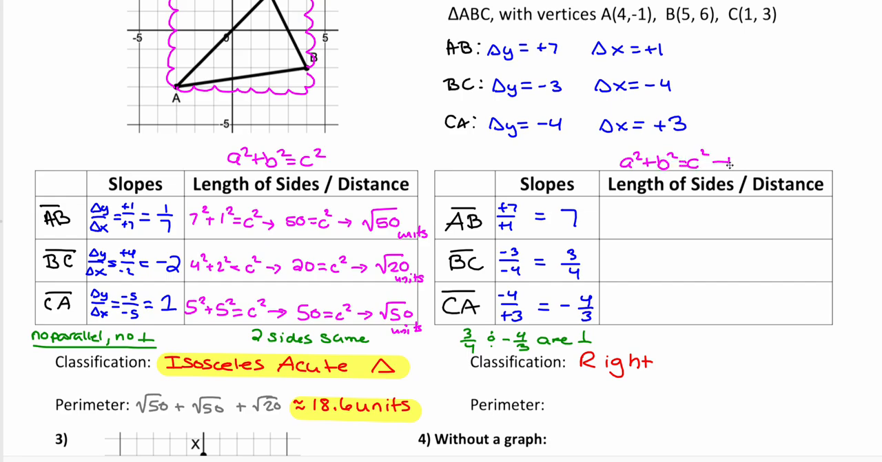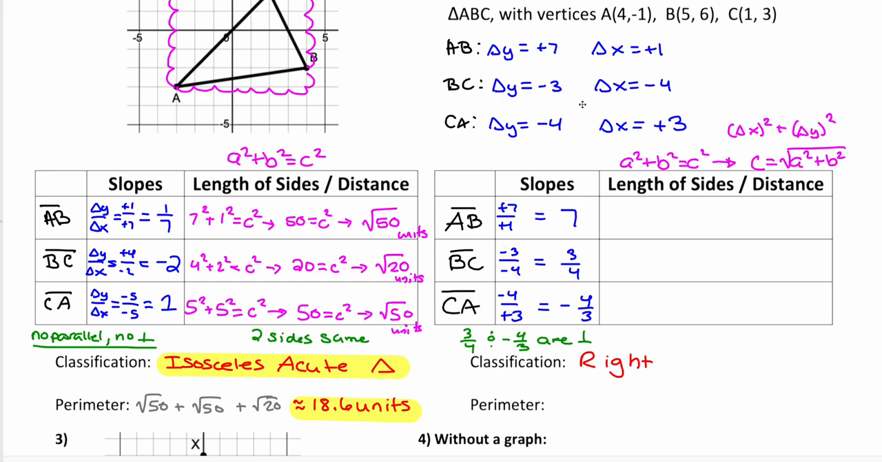Which is still just c is equal to the square root of a squared plus b squared. But how do we do that without a graph to count? Well, a is just your change in x, so delta x squared, plus the b would be your up and down, that's going to be your change in y, squared is equal to c squared. That's all a and b really are.